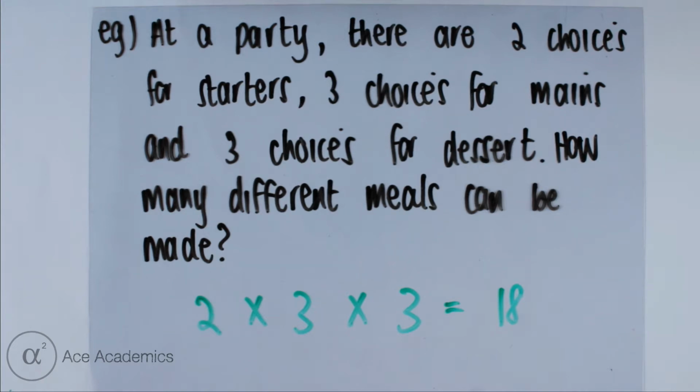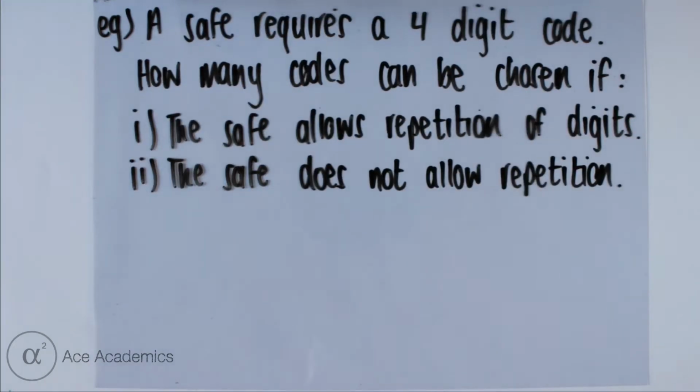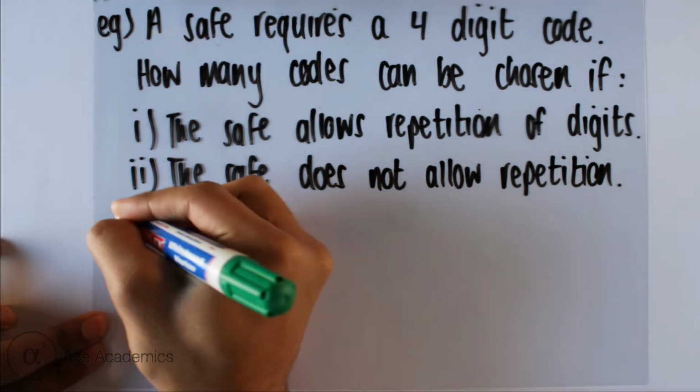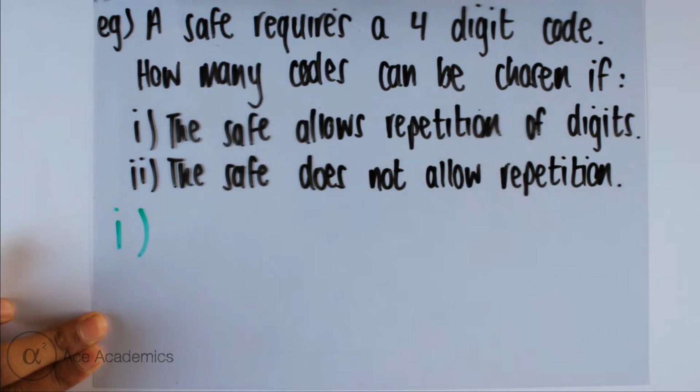Now let's look at another example. The example reads, a safe requires a 4-digit code. How many codes can be chosen if, number 1, the safe allows repetition of digits, and number 2, the safe does not allow repetition of digits? Let's look at the first one. In the first one, the safe allows repetition of digits.